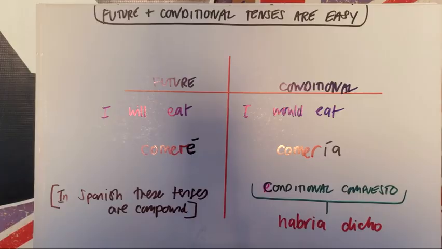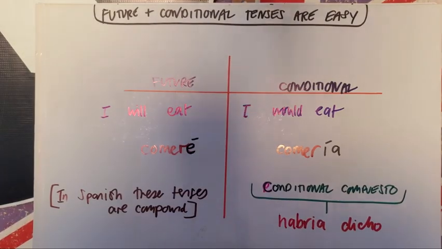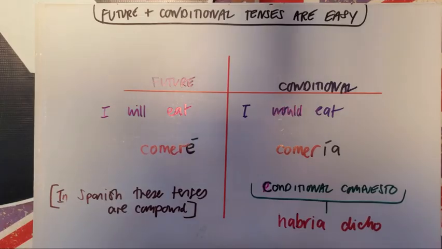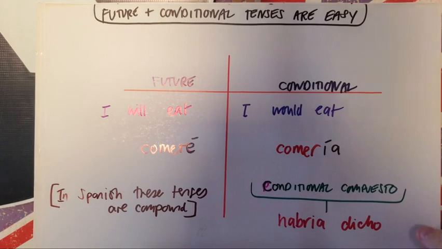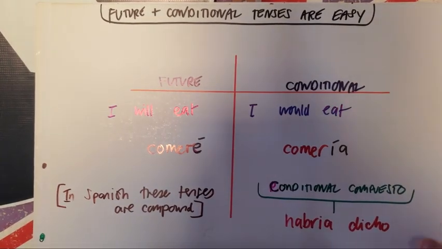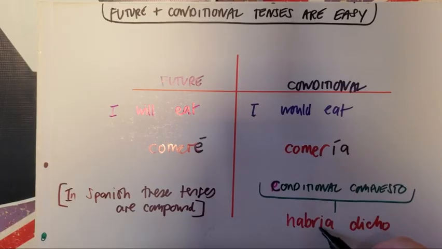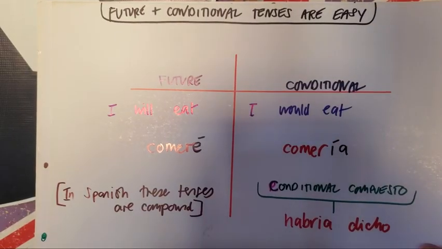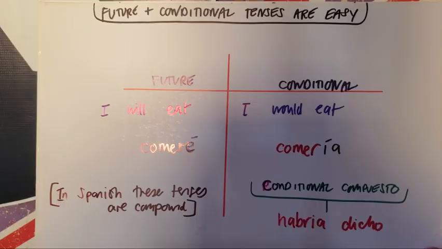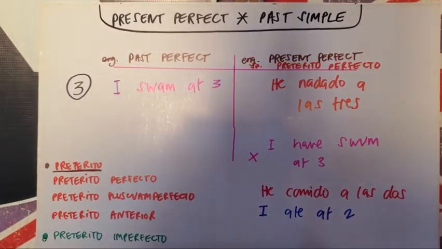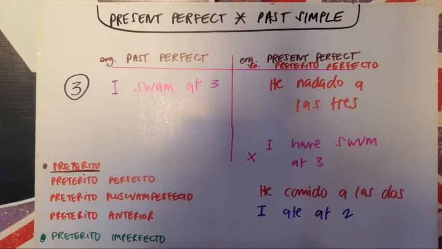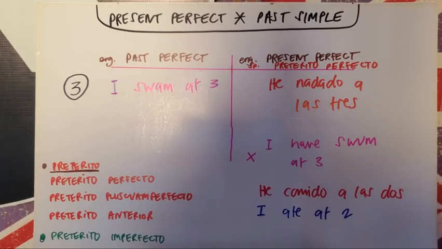I will eat. Comeré, one word instead of two, and I would eat, comería. I would have said, habría dicho. So in English we use 3 words and they will just use 2 words, habría dicho. Now, we've just about finished. I swam at 3 o'clock.